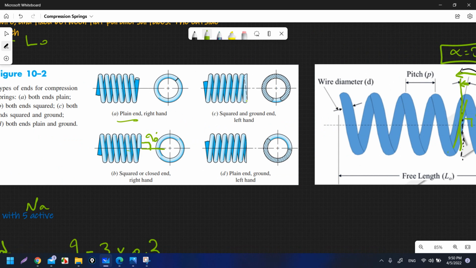So we have plain end, squared and ground both. Yani squared here, the angle is 90, and also it is ground. The wire is cut, okay. The wire was cut, and here it is squared, only squared without ground. And here it is plain end and ground. Yani okay, it is plain end, it is not squared. The angle is not 90 degrees, but it is with a little bit of angle, a small angle, but it is ground. Yani if you see this shape, it's not like the other coils, okay. That is the meaning of ground, okay.